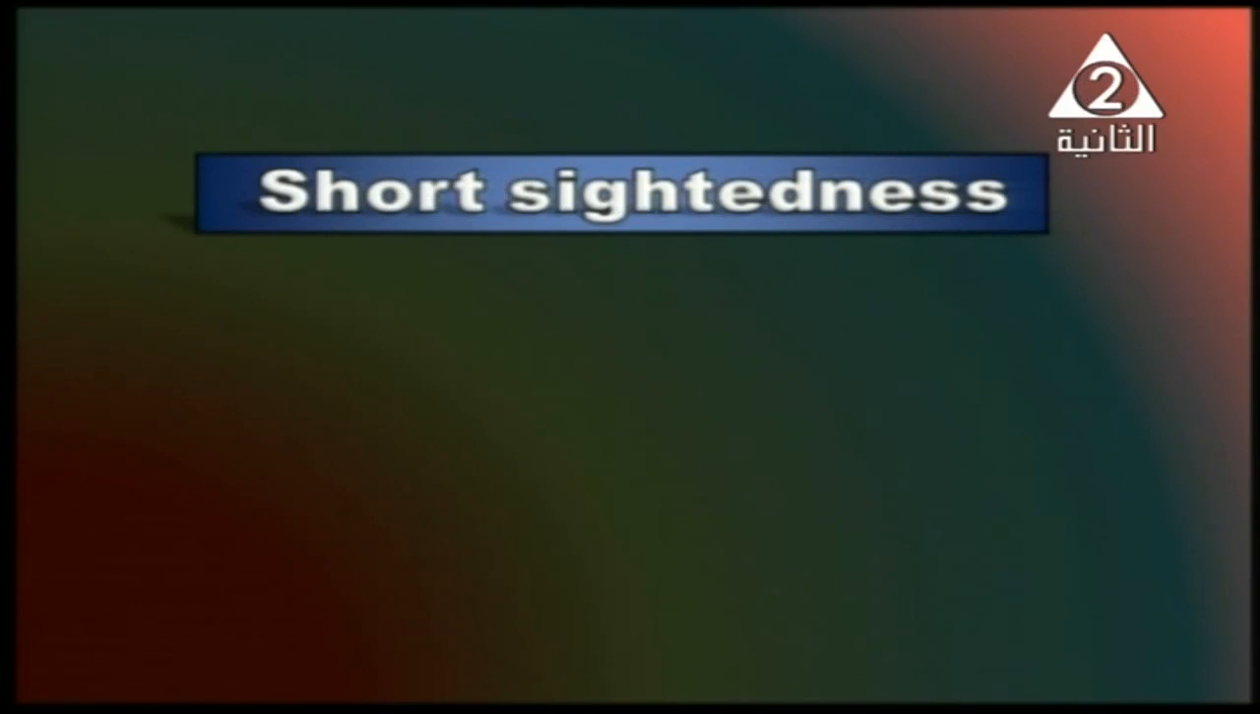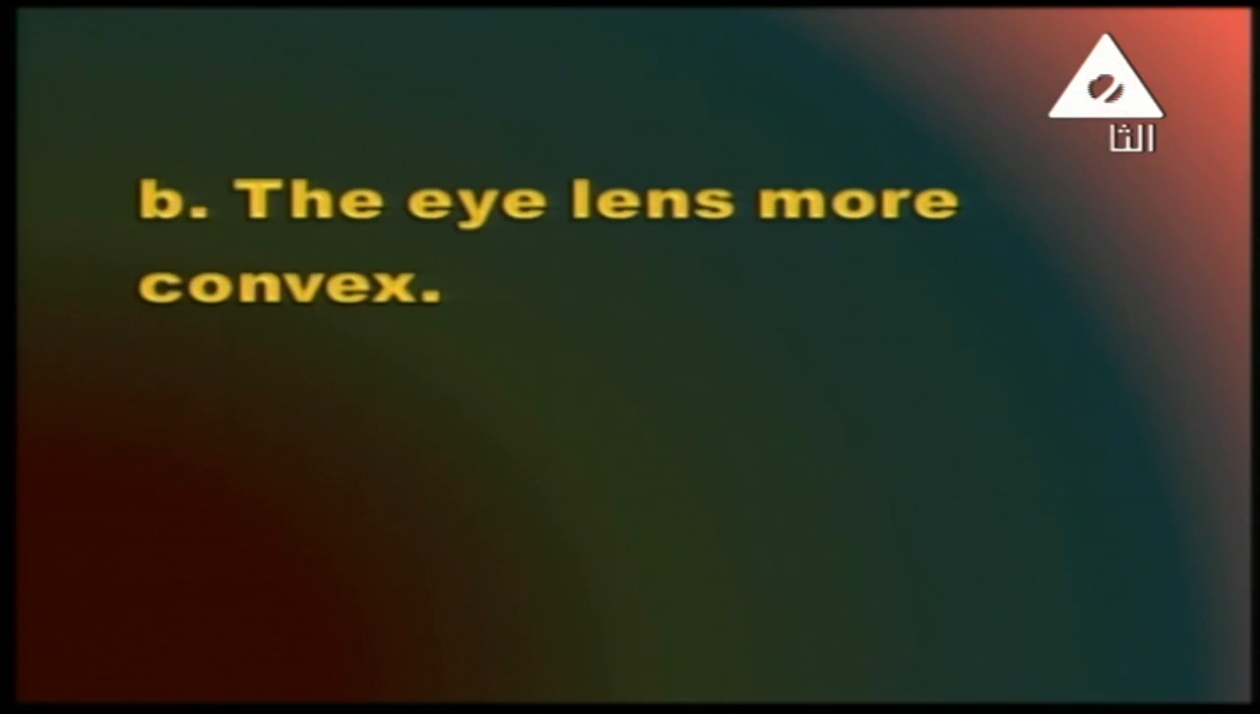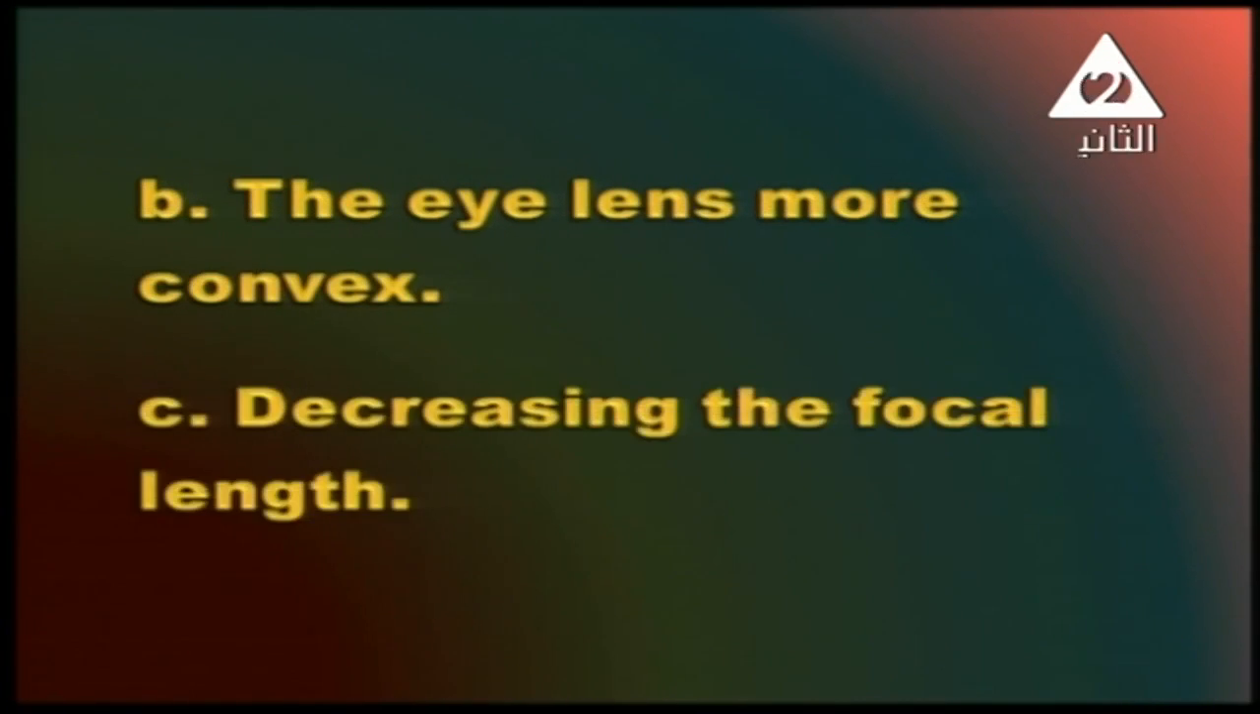What are the causes of short-sightedness? The diameter of the eyeball is too long. The eye lens is more convex, decreasing the focal length of the eye.